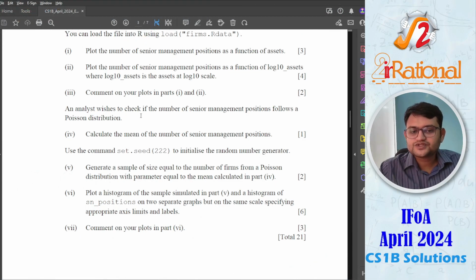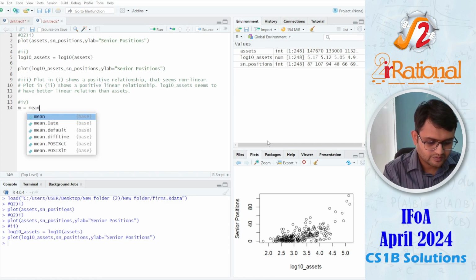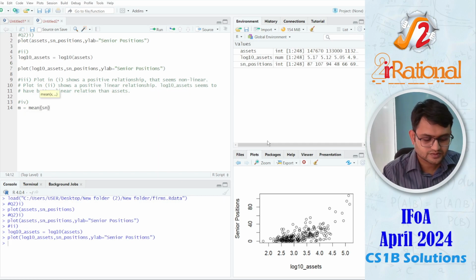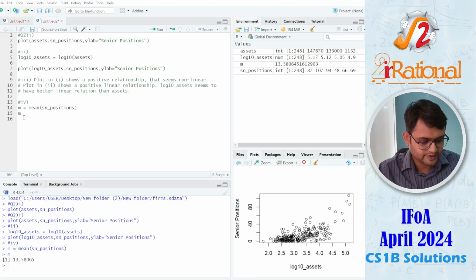An analyst wishes to check if the number of senior management positions follow a Poisson distribution. Calculate the mean number of senior management positions. All we have to do is mean. I'll write it as M, mean of senior positions, and I'll just write down the M value, that is 13.58065. I'll paste it as an answer.